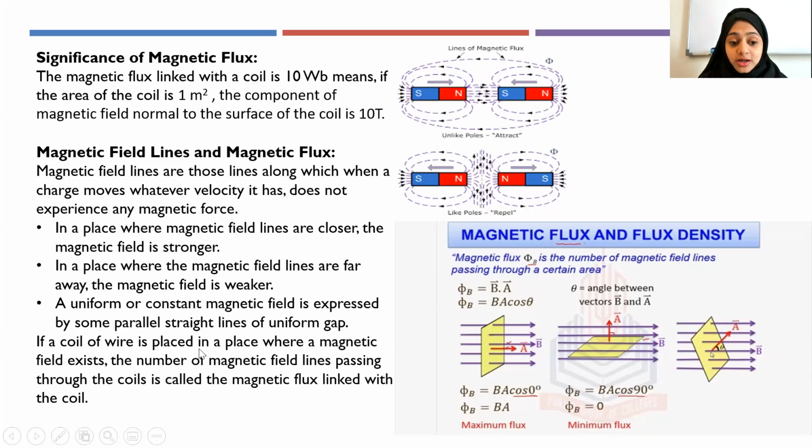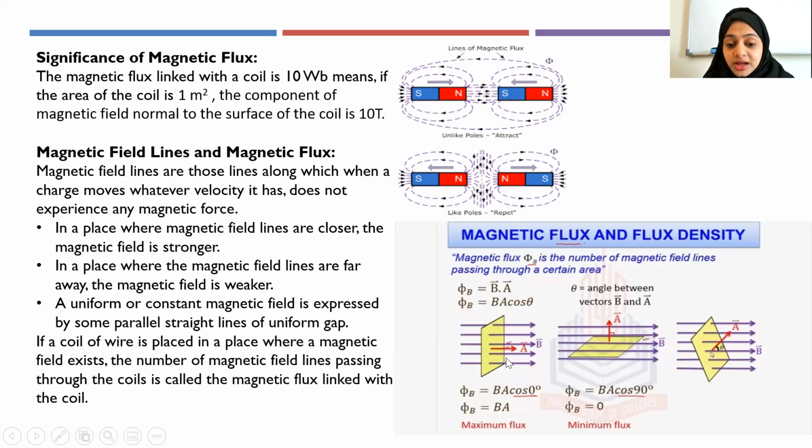If a coil of wire is placed in a place where the magnetic field exists, suppose here a uniform or constant magnetic field is expressed by some parallel straight lines of uniform gap. Here you have many parallel straight lines in purple color. This represents the magnetic field lines. So the number of field lines passing through the coil is called the magnetic flux linked with the coil.